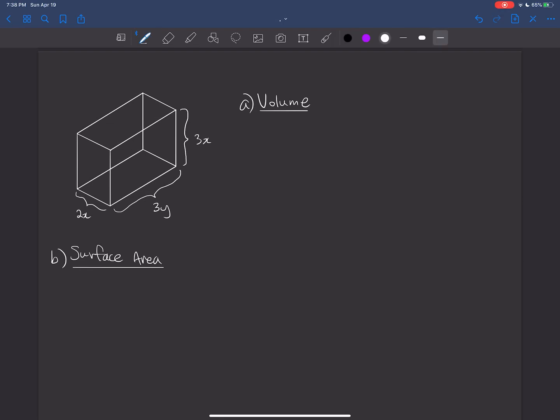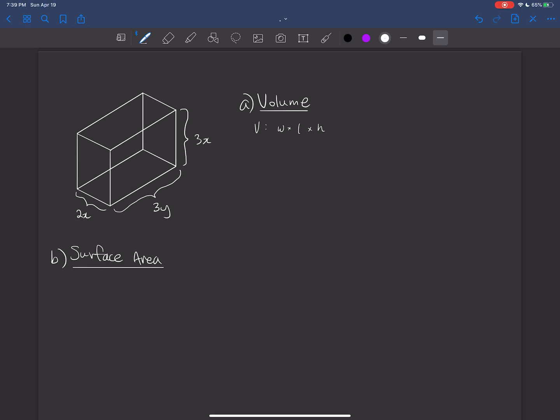Alright, so we have a rectangular prism that looks like this, and our job is to find expressions for the volume and the surface area of the prism. So let's start with the volume, and we know that the volume of a rectangular prism is given by the width times the length times the height.